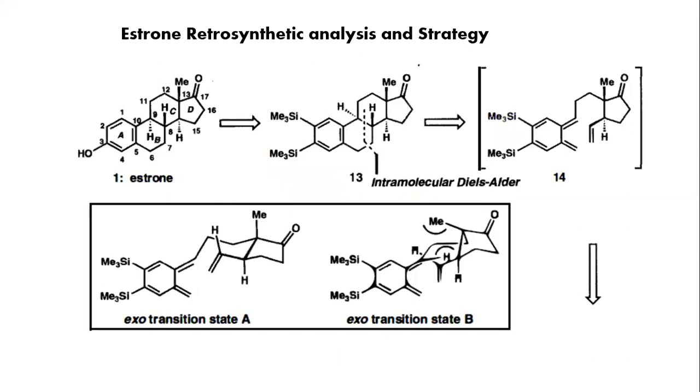So now come to the retroanalysis of estrone. Here is the estrone structure. First of all, we will do the cleavage at the position represented with the dotted line. This is basically an intramolecular Diels-Alder reaction. As a result, you will get this type of intermediate, which is represented by number 14. And this intermediate exists in exo transition state A or exo transition state B.